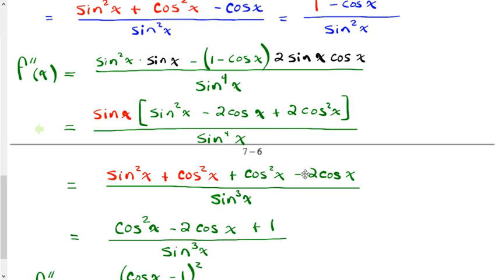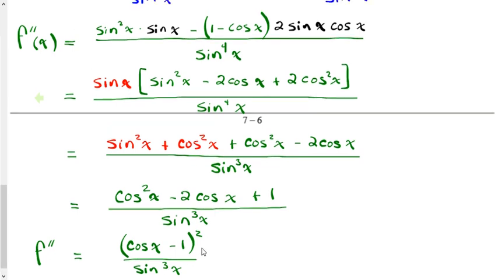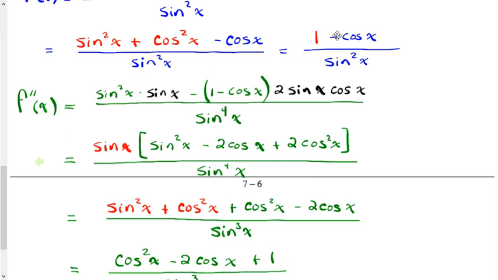Why? It's like a quadratic. So I factored it because I felt like it. So cos x minus 1, all squared, over sine cubed x. And again, if way back here we had simplified this further, our answer at this point would look different.